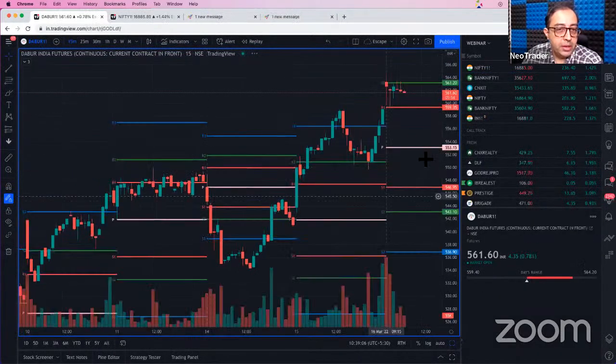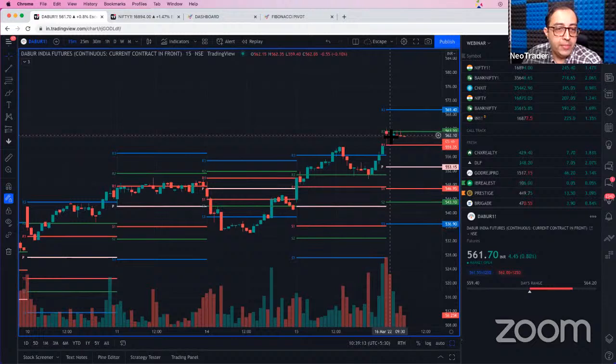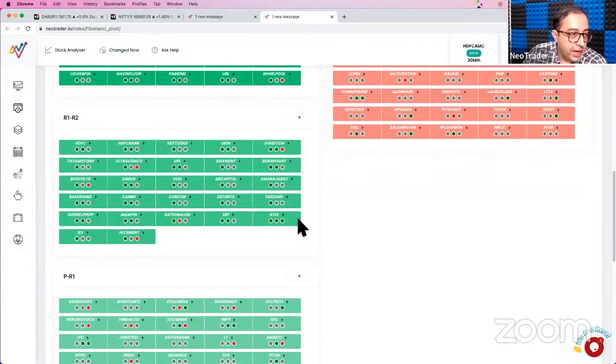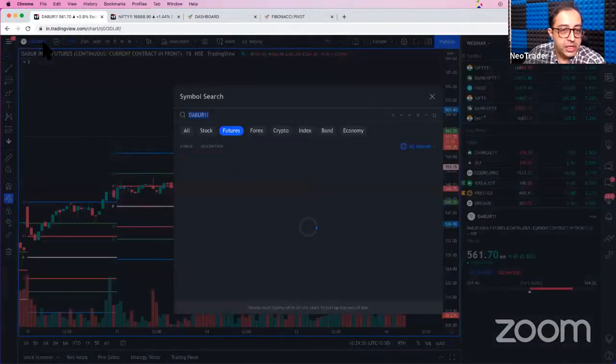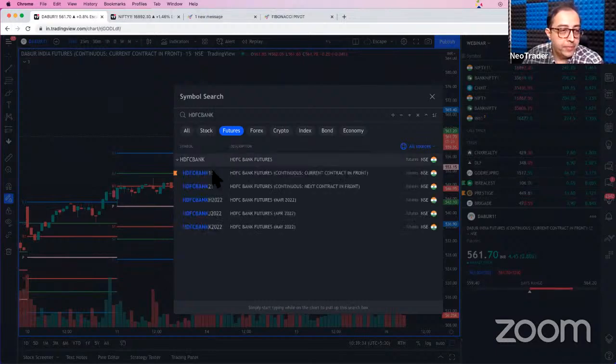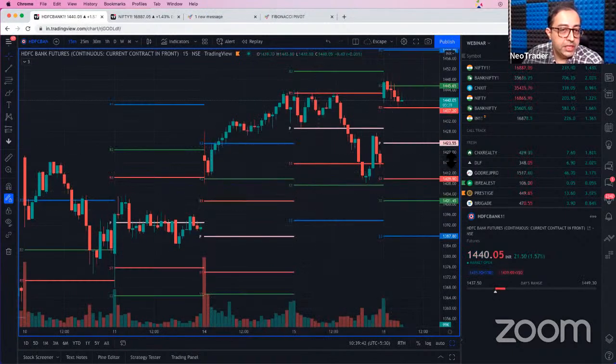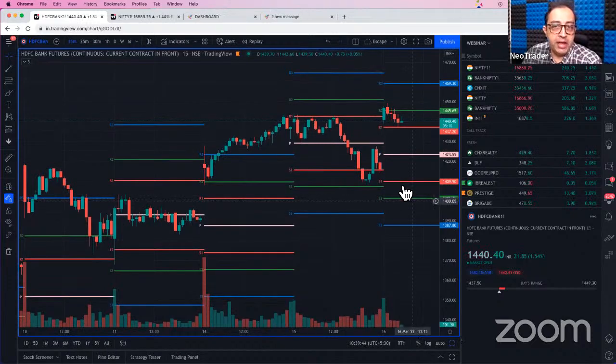Now, if you take a look at Dabur, Dabur has opened well and it is right now at R2. So yes, it is showing some resistance. So what we'll do, we will go and take a look at some banking names, say for example, HDFC Bank. Let's try and see what is the position of HDFC Bank. You can see here that even HDFC Bank, all the stocks have begun the day well and now they are hesitating.